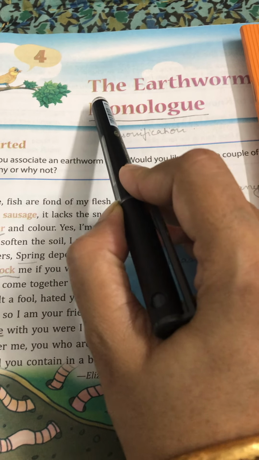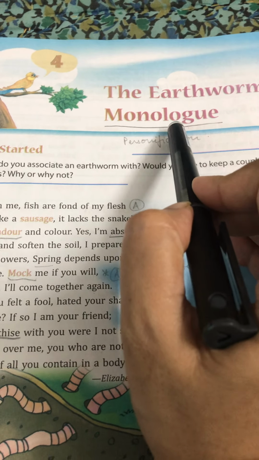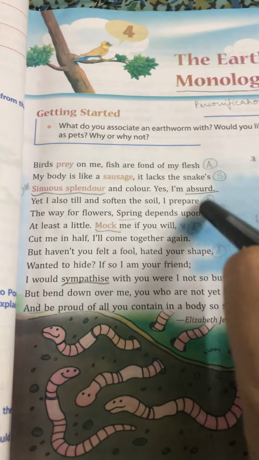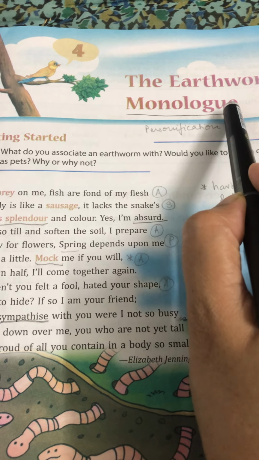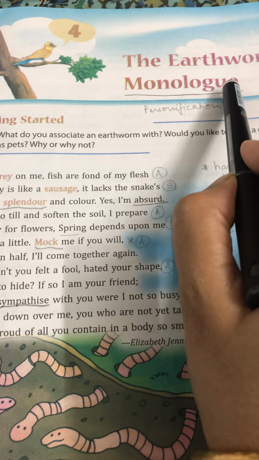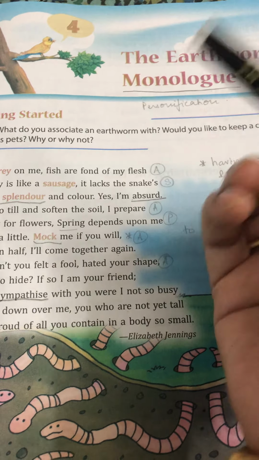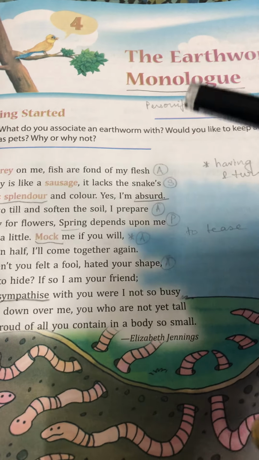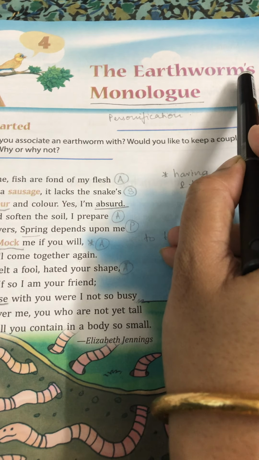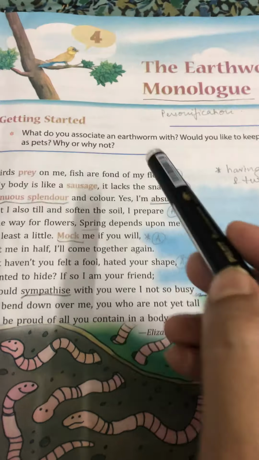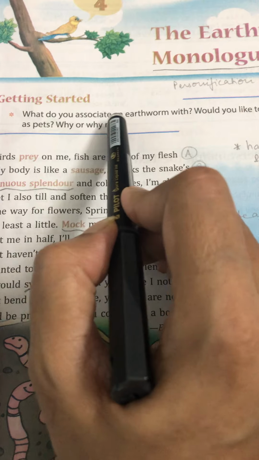Now, the title of the poem is The Earthworm's Monologue, right? So here the earthworm is the leading character who is giving a long speech to us, and who is the silent listener? We students, we, the readers, are the silent listeners listening to a long speech given by the little earthworm, right?